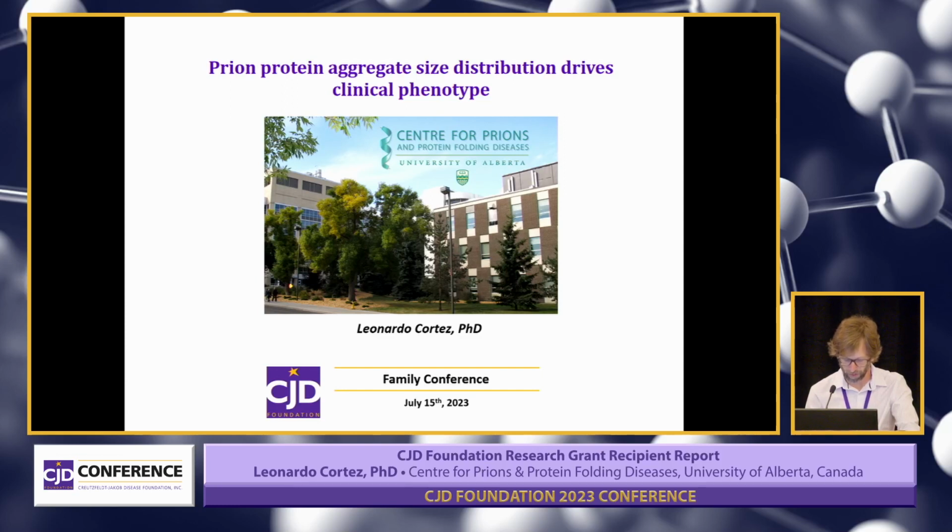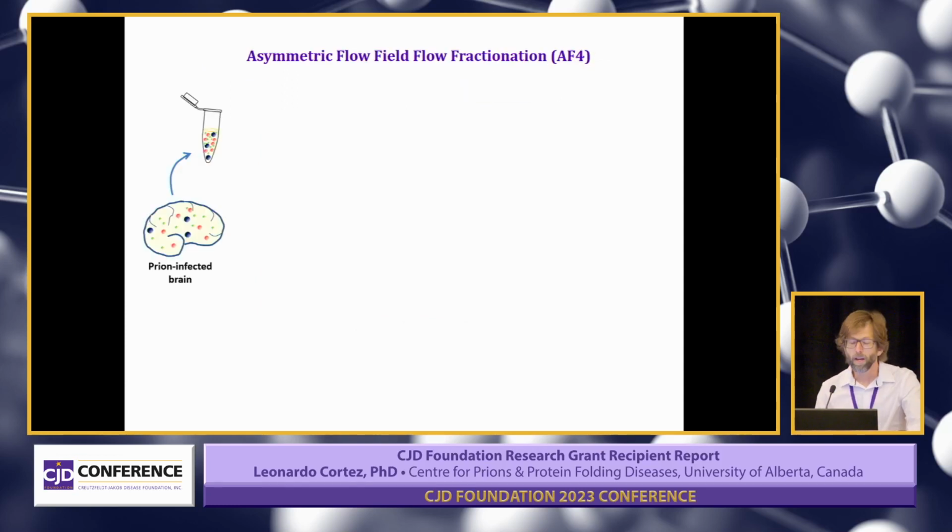So as you know, in prion diseases, we have accumulation of prion particles in the brain. And these prion particles have a wide variety of sizes and shapes. So usually when we study prions, we take a portion of the tissue that we are studying, and we analyze all the prions that are present in that tissue. So at the end, we have an average representation of what is happening in the brain.